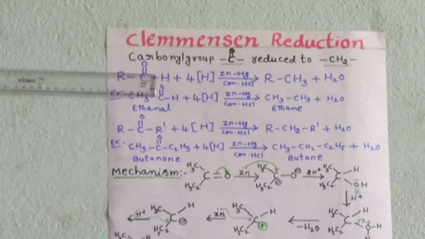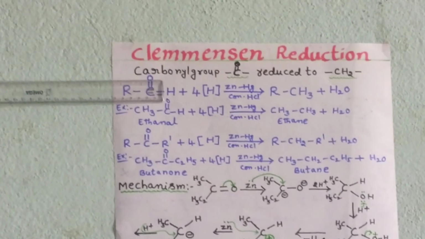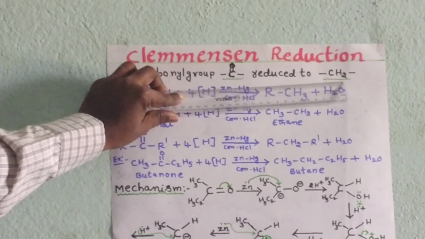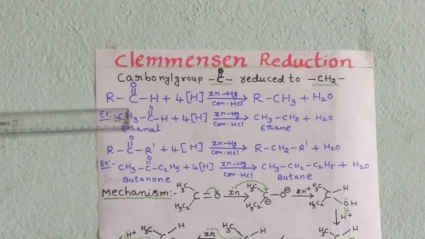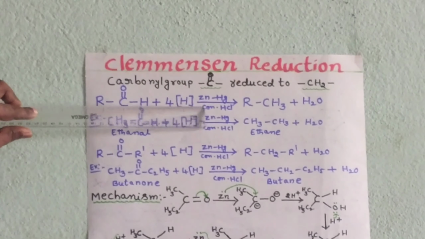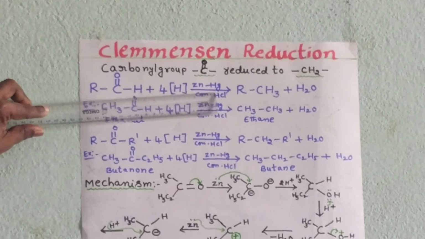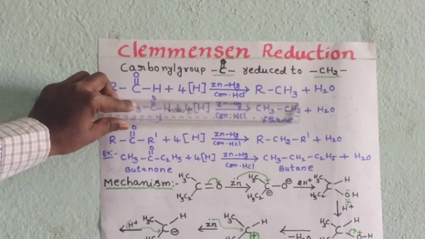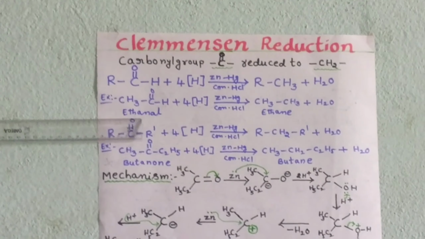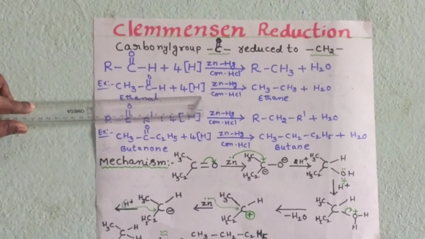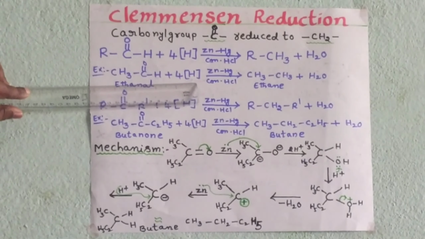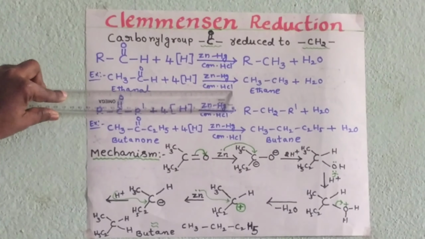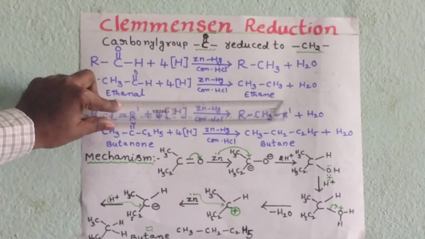Look at here. Carbonyl compounds are reduced to alkanes in Clemmensen reduction. For example, aldehydes undergo reduction in the presence of zinc amalgam and concentrated hydrochloric acid to form alkane. When we take ethanal, it will react with 4 moles of hydrogen atoms in the presence of zinc amalgam and hydrochloric acid to form ethane.